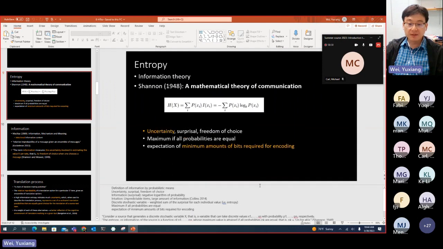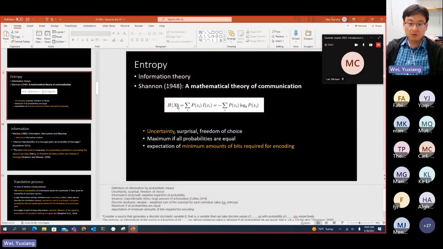So in terms of information theory, if we consider a source of message that generates a discrete stochastic variable x, meaning x taking discrete values from x1 to xn, and they correspond to probabilities from p1 to pn respectively, then the entropy of the information, which is the negative logarithm of each individual probability, indicates the information of each outcome, and the entropy would denote the information for the entire message.